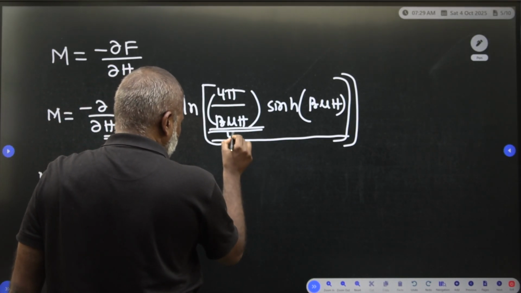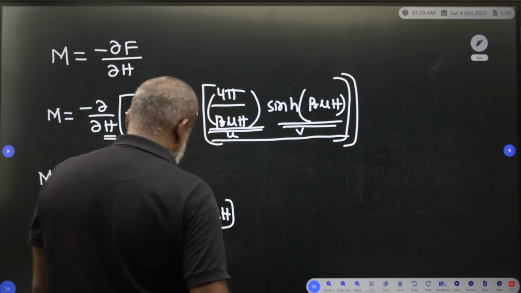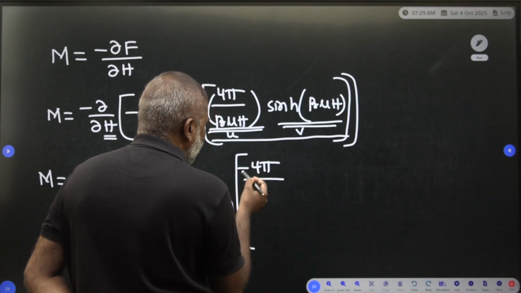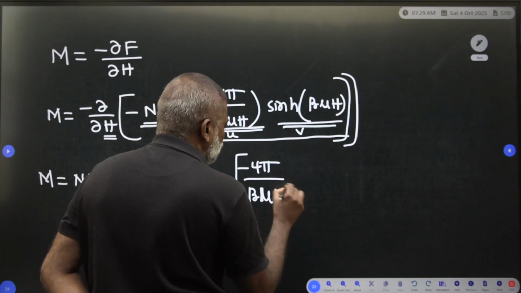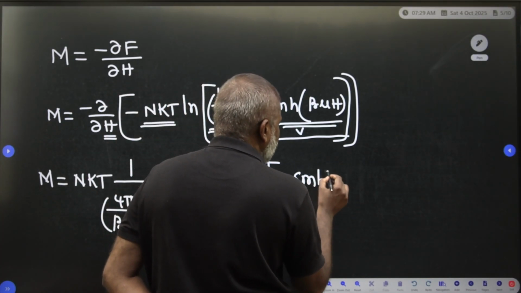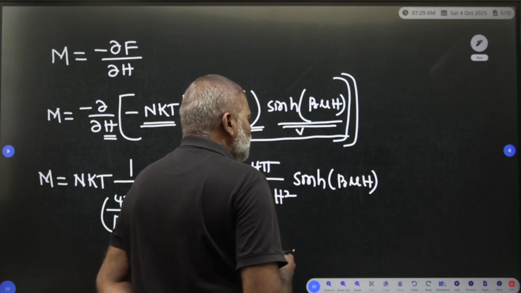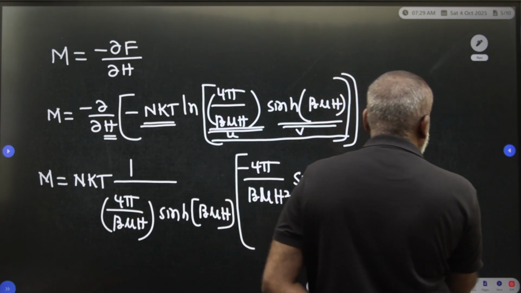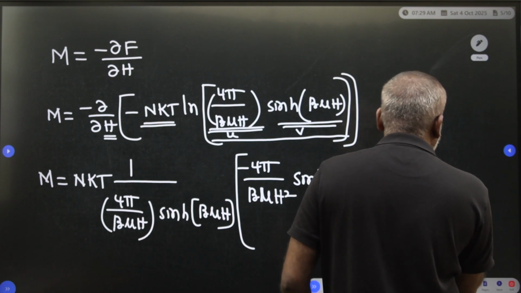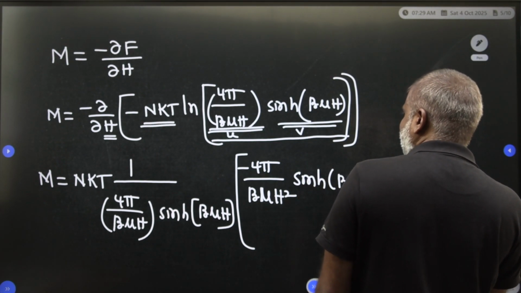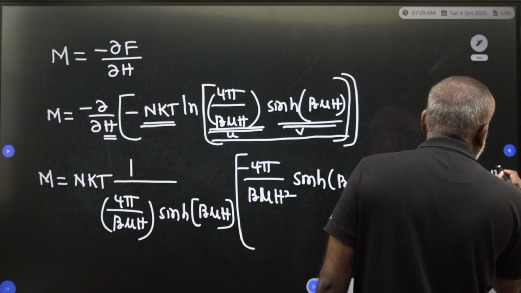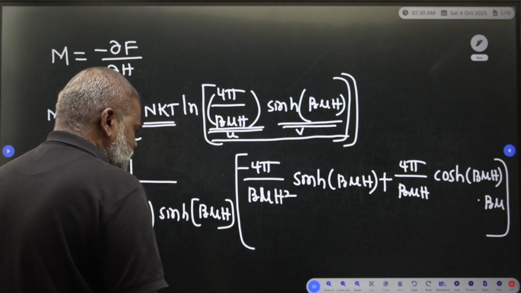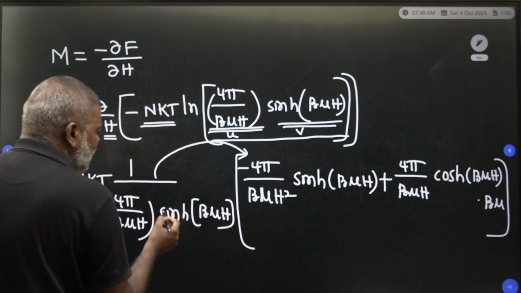Again, we consider this one as u and this one as v. First u dash: -4π / (βμH²) times sinh(βμH). Plus 4π / βμH times the derivative of sinh, which gives cosh(βμH), and differentiating βμH gives βμ. Now multiply this term to this and this term to this.